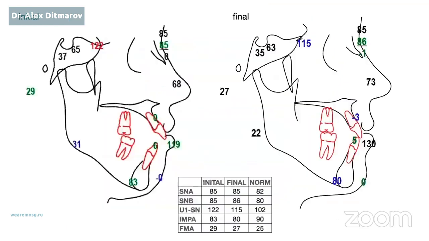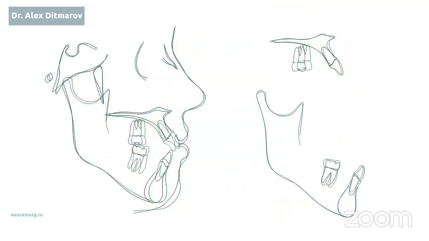Okay. So these are the cephalometric measurements. Again, you can see that some counterclockwise rotation was happening. Why was it happening? Because you can clearly see that molars, they moved mesially. Okay.